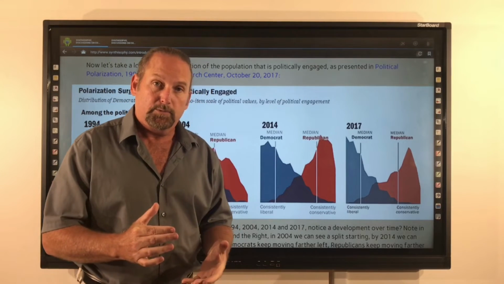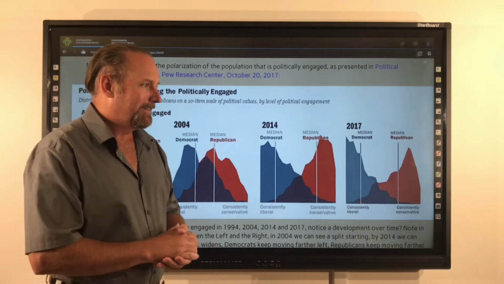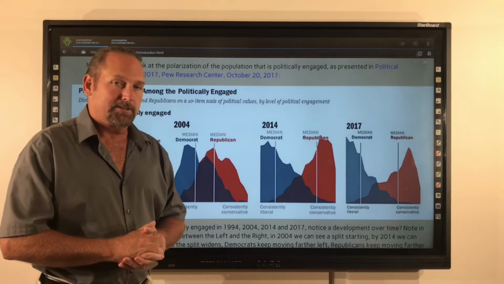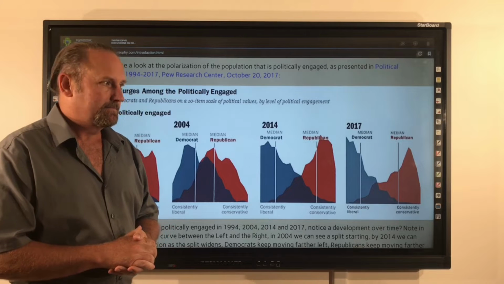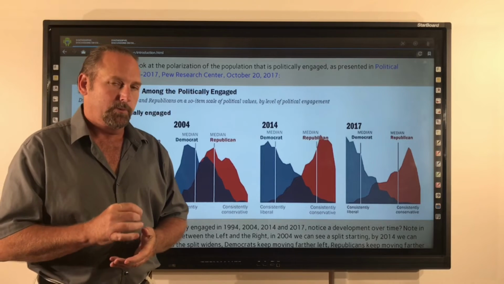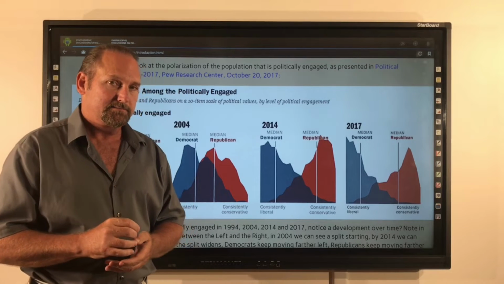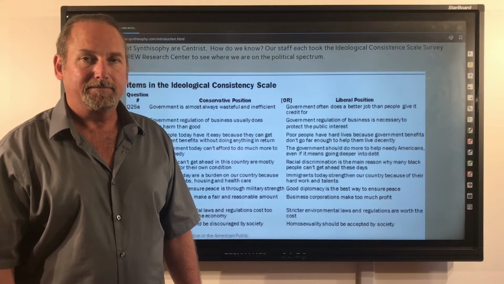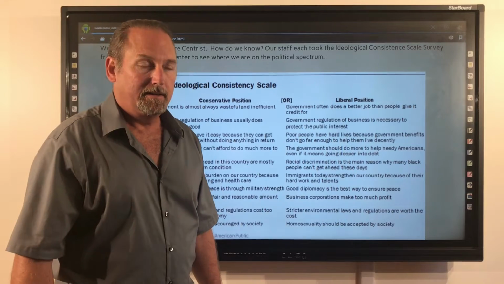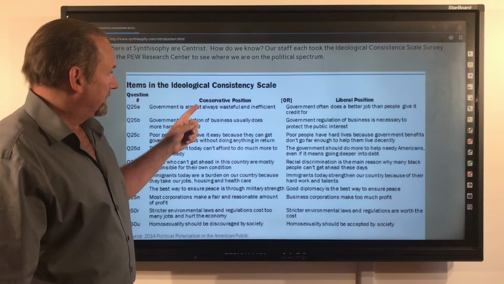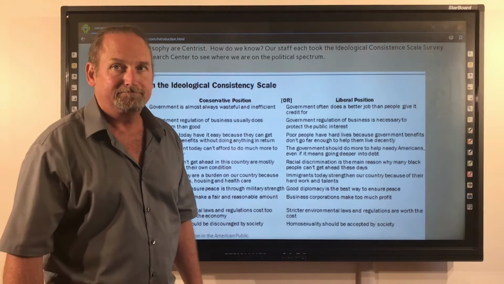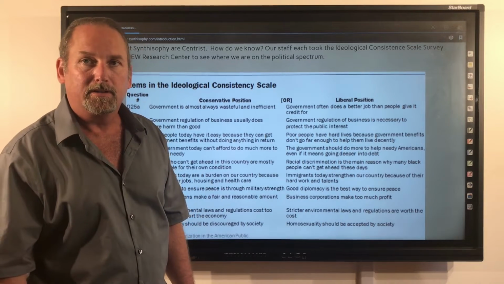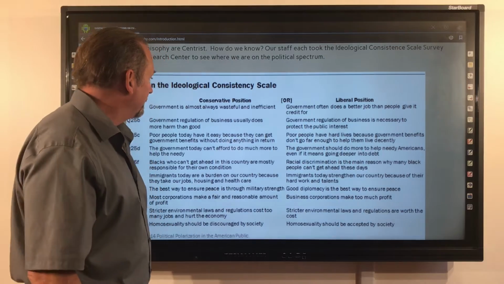Does that mean we're not normal? Not necessarily. But it does show just how divided and polarized we, as a nation, have become. We here at Synthisophy are centrist. How do we know? Our staff took the Ideological Consistency Scale survey. This was provided by the Pew Research Center to see where we are on the political spectrum.